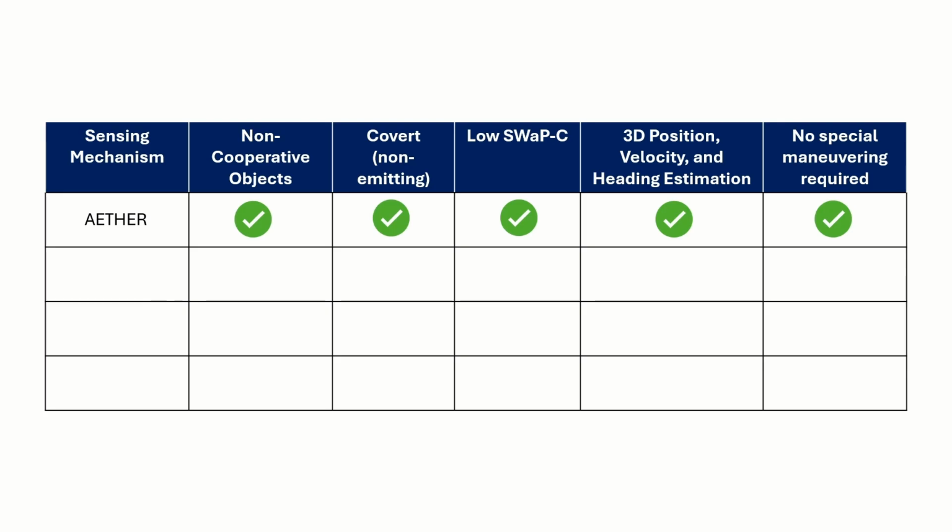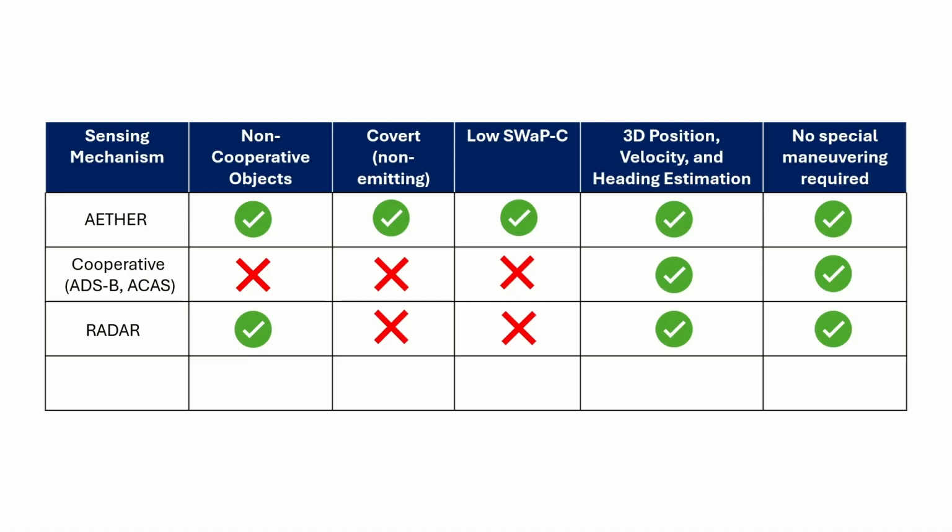Aether's passive sensing and innovative software allows it to track non-cooperative targets and also estimate their 3D position and range without any specific maneuver. Cooperative sensors cannot handle non-cooperative targets and are active emission sensors. Radar is an active emission sensor with a large footprint, leading to SWaP-C complications for longer operational distances. Other conventional vision-based systems cannot provide the 3D position and range without executing specific maneuvers that restrict their deployability.